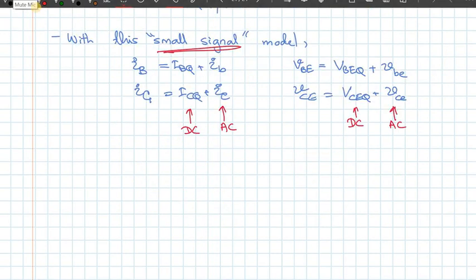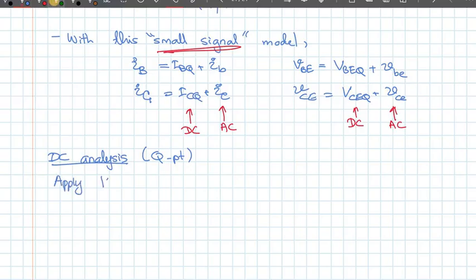So let's try to analyze this circuit now. With the knowledge from the previous circuits, under these conditions where you have small signal, first we need to do the DC analysis. In other words, to find the Q point, which we already actually did. So to do that, apply Kirchhoff's voltage law to the base emitter loop. We have VBB minus IBQ RB minus VBEQ equals 0.